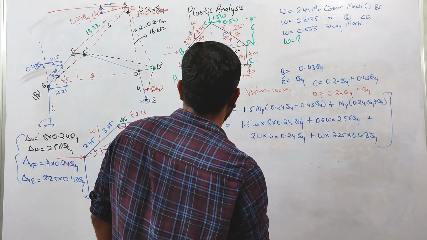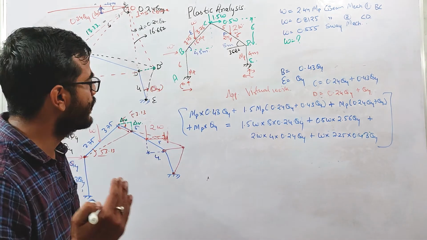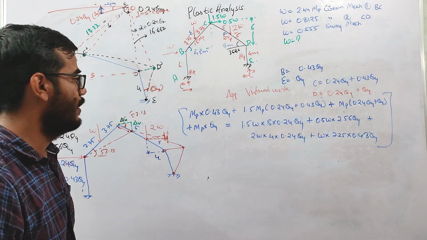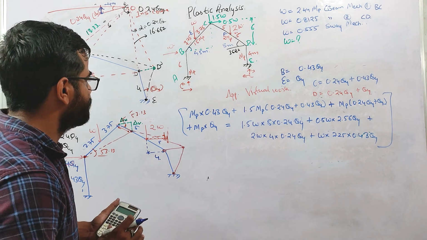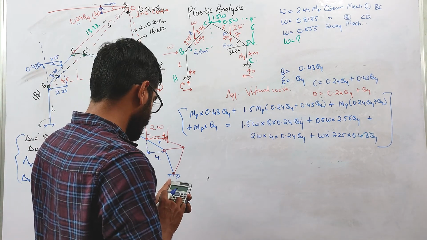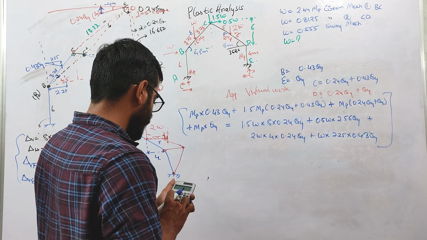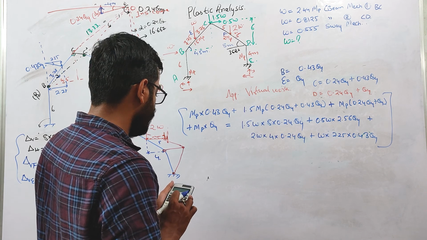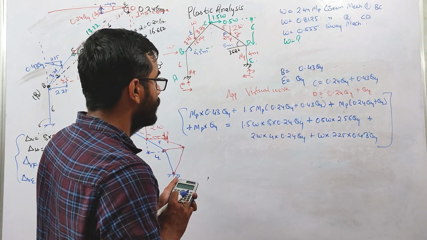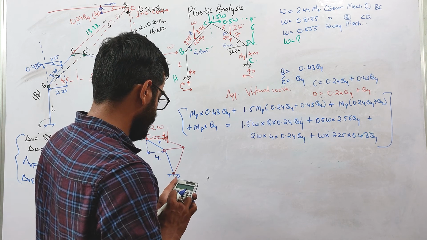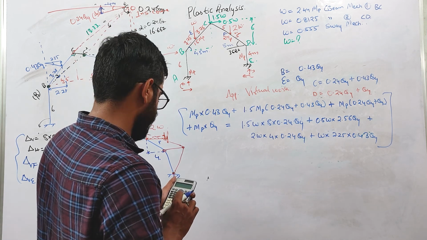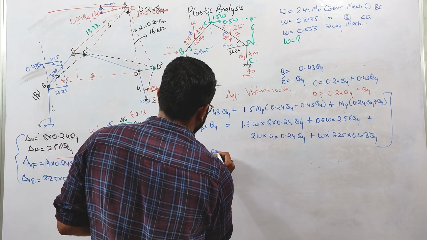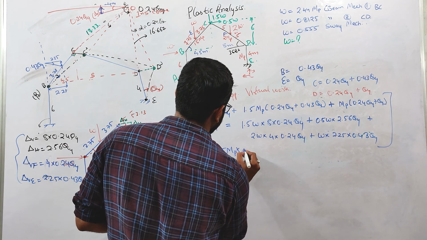So now first we will be calculating the value of the internal work done, then the value of external work done, and then we will calculate the value of W. So this will be 0.43 plus 1.5 into 0.24 plus 0.43 plus 1.24 plus 1. So this is 3.675 MP into theta 4.